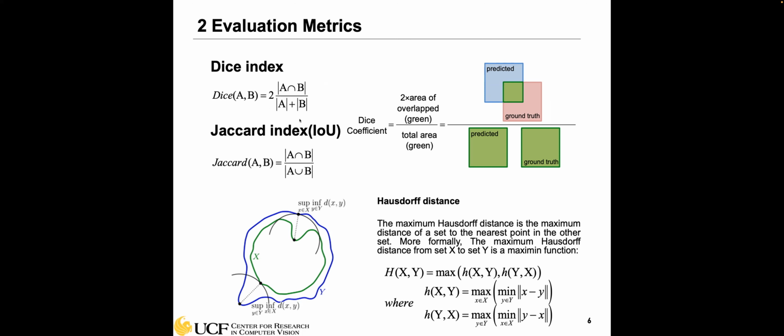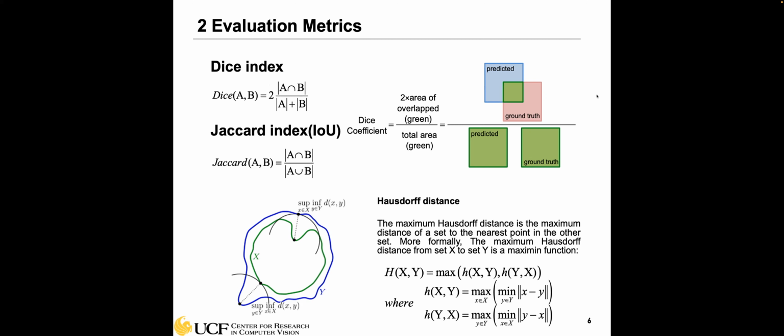And the definition is very simple. Here you have the cardinality of two sets, A and B. A could be your prediction, and B is the ground truth. This basically counts the number of elements in these two sets. And this is the intersection of these two sets, and you have a scalar multiplied by 2.